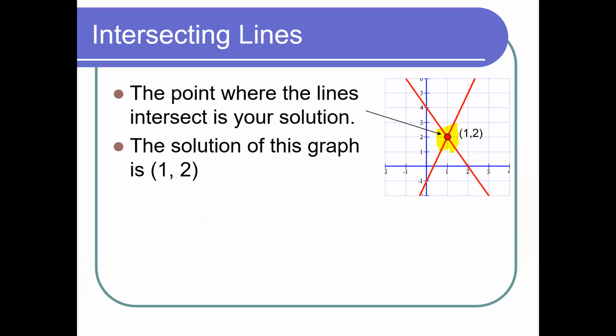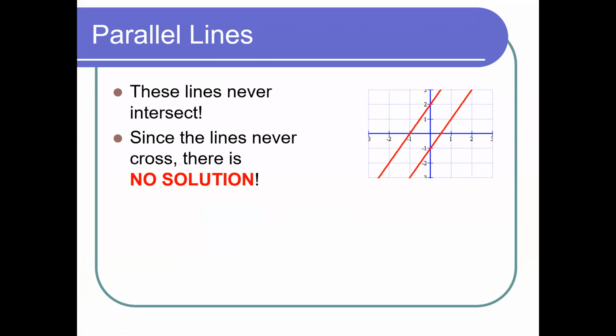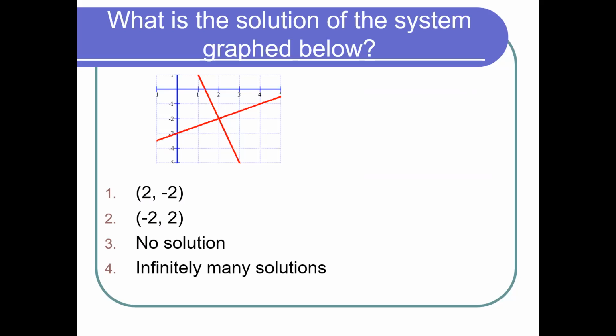As a quick little review, if you take a look at this right here, these 2 lines are like railroad tracks, so they never get closer or further apart, and they never touch, so your answer is no solution. And looking at these 2 right here, they do touch, and it's at (2, -2).